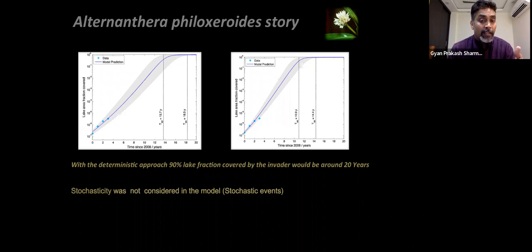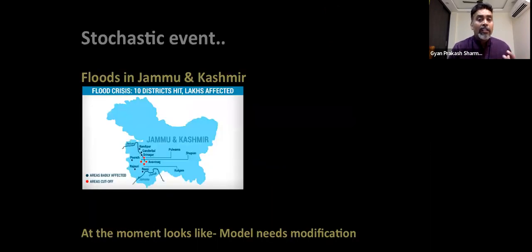We never thought of that, right? And the stochasticity was not considered in our model. But one stochastic event changed the entire scenario of our modeling exercise of 14 years. What we said, that the entire lake will be covered with Alternanthera philoxeroides, it got shattered. And how did it get shattered?